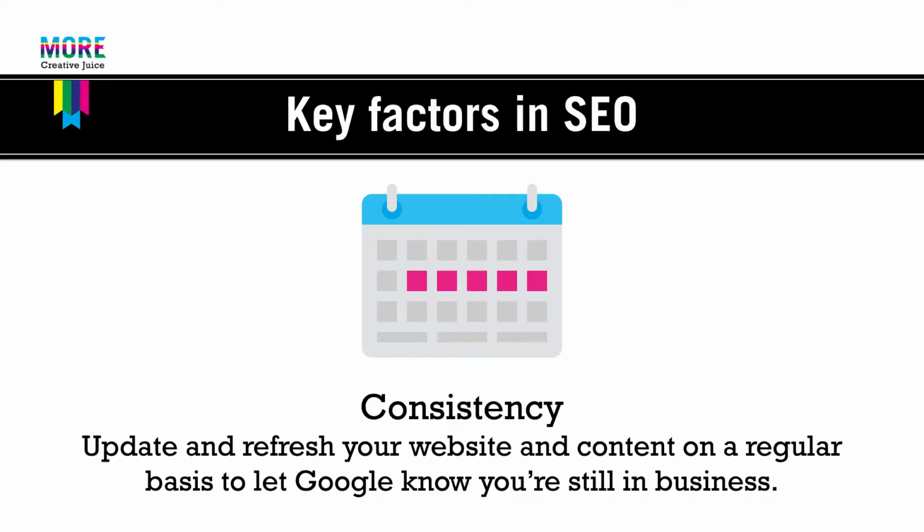The next factor in SEO is consistency. You want to update and refresh your website and your website's content on a regular basis. That lets Google know that you are still in business. Google does not want to send somebody to a dead link or to a company that is no longer working, or to an article that is now irrelevant because it has old information on it. So one way to be consistent is to make sure that you have a blog on your website. That is a way of updating and refreshing your content, and it also gives people a reason to come to your site.